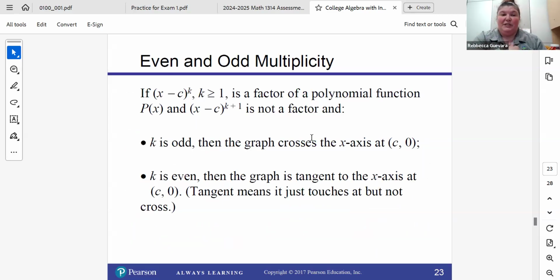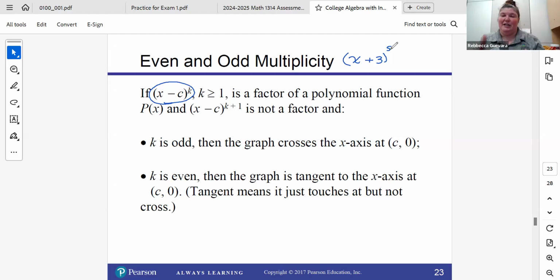So for even and odd multiplicities, if (x minus c) to the power k, where k is a positive number, is a factor of the polynomial function p of x, and (x minus c) to the k plus 1 is not a factor, that's a weird way of saying this is the maximum amount of multiplicity I can have on a factor. So if I have (x plus 3) to the power of 5, then there shouldn't be an (x plus 3) to the power of 6.